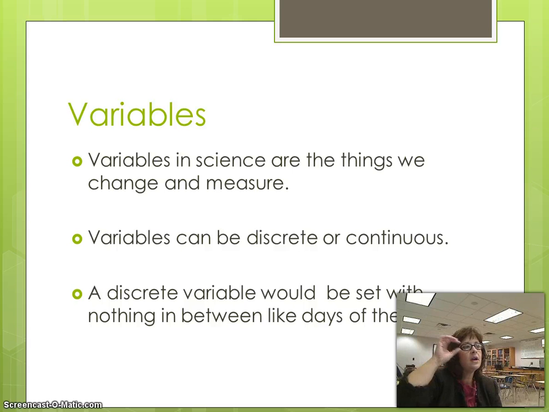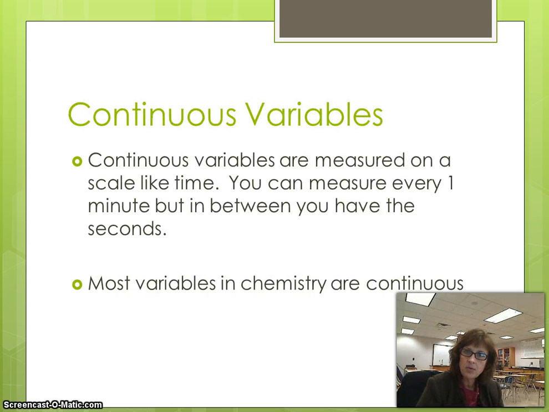Variables are the things in science that we change and measure. Variables come in basically 2 forms: discrete variables or continuous variables. A discrete variable would be like the days of the week, Monday, Tuesday, Wednesday, Thursday, and there's nothing in between. You can't get Monday and a half. Continuous variables are things like time, where you've got 1 minute, 2 minutes, 3 minutes, 4 minutes, and then you've got seconds in between, so you can measure 1.5 or 1.2. Most variables in chemistry are continuous.